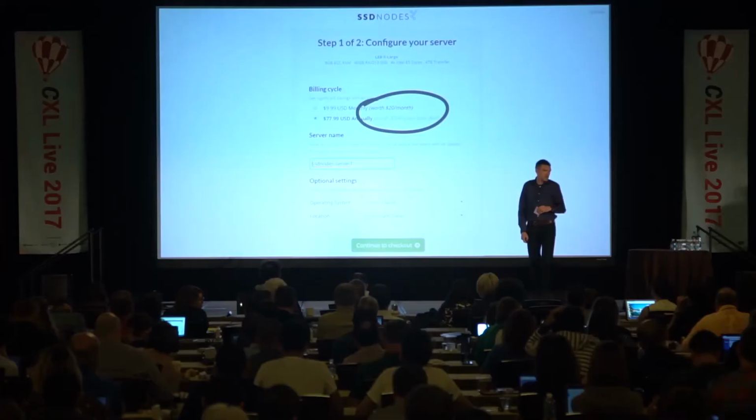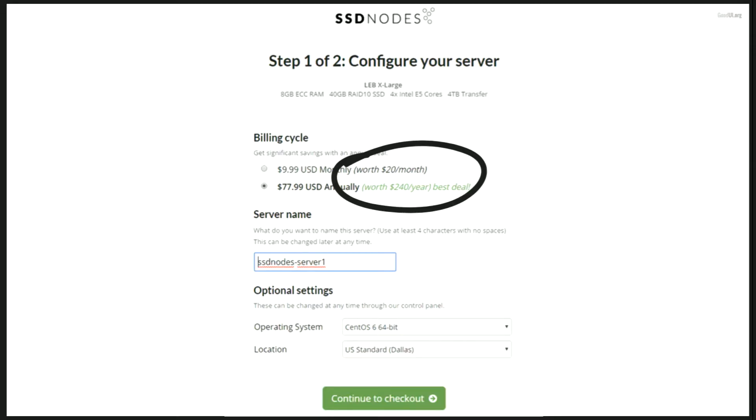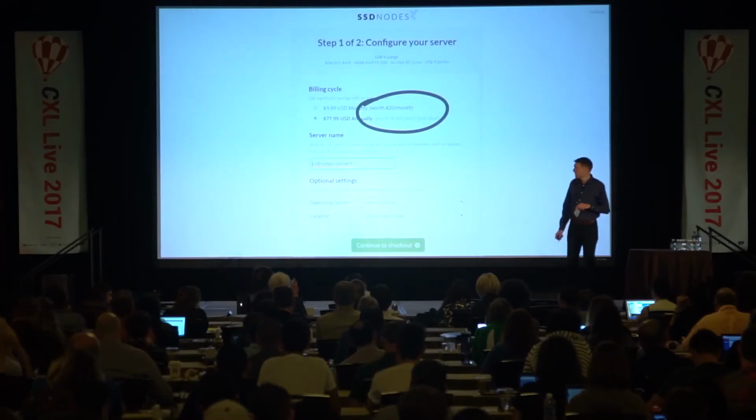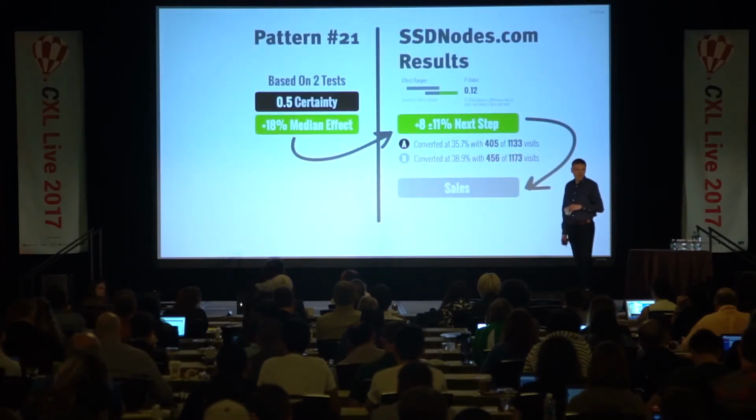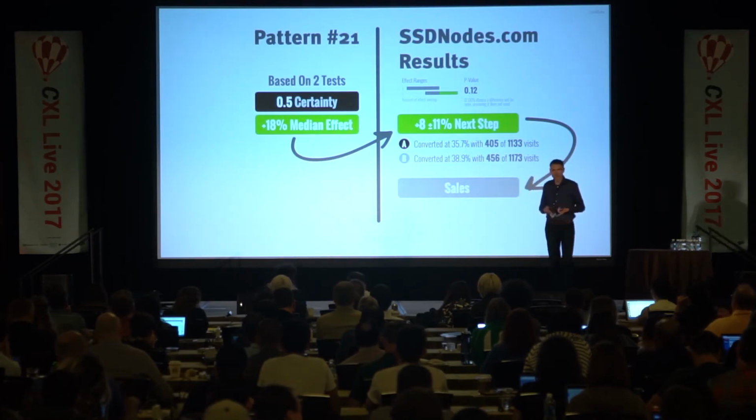SSD Nodes, a hosting company, comes to us. And like, OK, you guys are doing a discount sale. So why don't we show that you're actually discounting from 240 towards 77 on a two-step checkout process. Okay? And what happened was the effect was actually 0.8 plus 8 more percent, plus or minus 11.